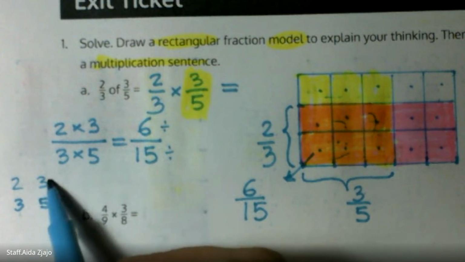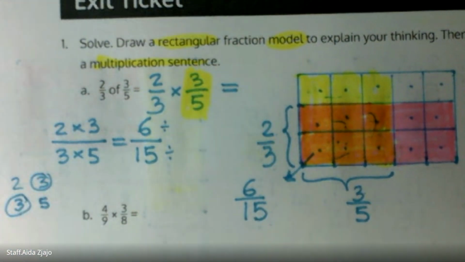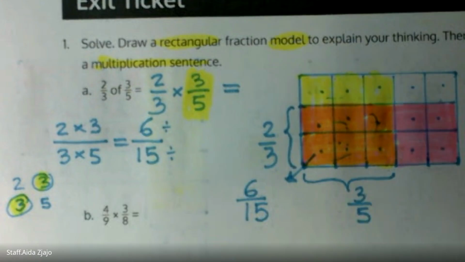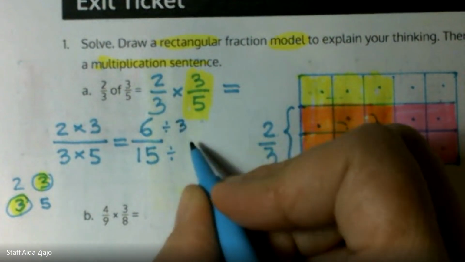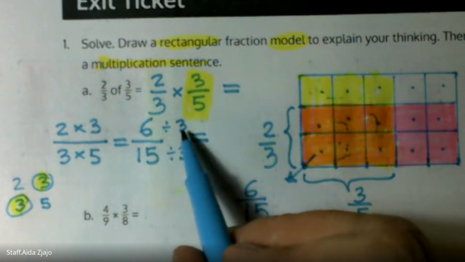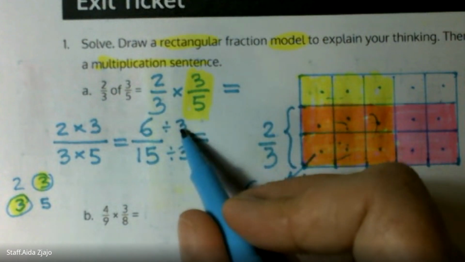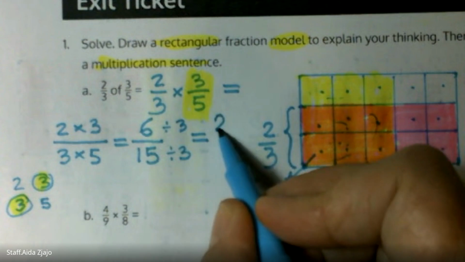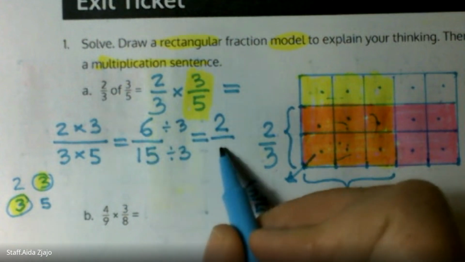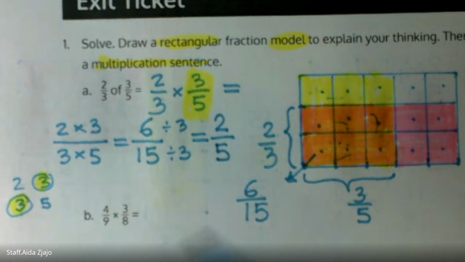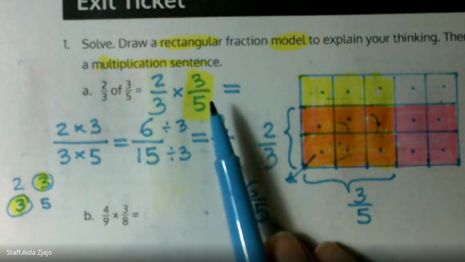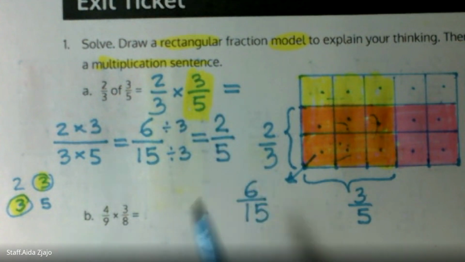So, as you can see, they have a common factor. They both have this 3, so that means I can divide both by 3 in order to simplify this fraction. 6 divided by 3 is what number times 3 makes 6? That is 2. And what number times 3 equals 15? That is 5. So this is the answer, 6/15, of this multiplication of fraction by fraction, or 2/5.